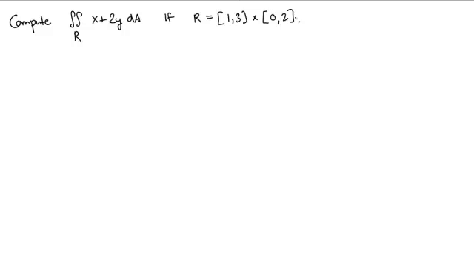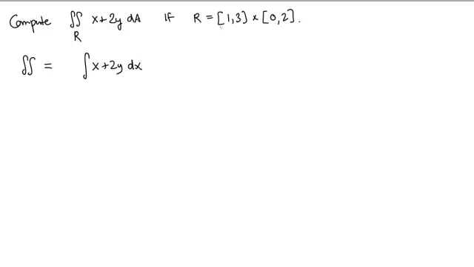Compute the double integral over the region R of x plus 2y dA if R is the rectangle [1, 3] by [0, 2]. So let's just apply Fubini's theorem to this. One of the ways we could compute this double integral is to take the function x plus 2y and integrate it with respect to x first.